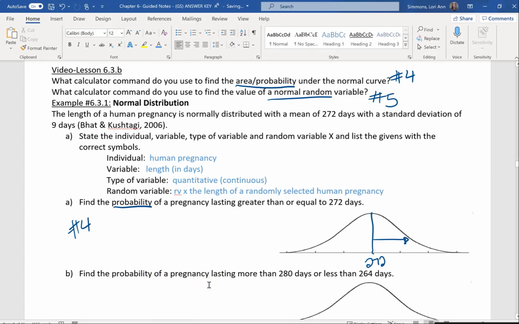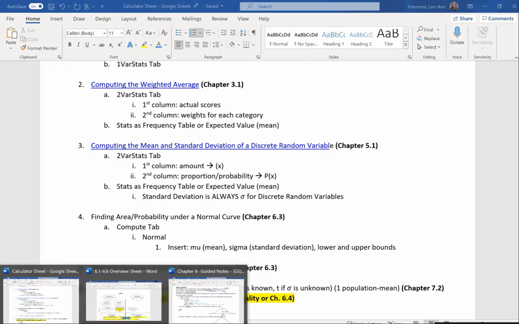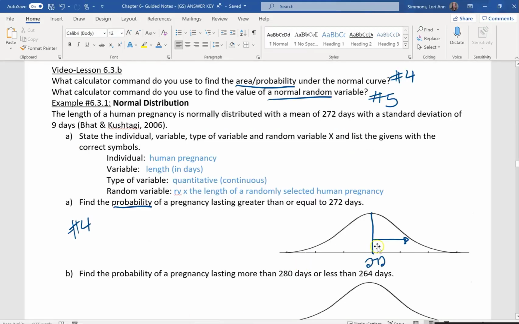So let's make sure when we use number 4 in the calculator sheet, that is what we get. So let's go to 4 on our calculator sheet. Here, you're going to go to the Compute tab, then go to the Normal section, and then you're going to insert the mu, sigma, and lower and upper bounds. Now, it's going to be very important for you to draw this out because you get a visual of what the lower and upper bounds are going to be. We know the mean is 272. We know the standard deviation is 9.